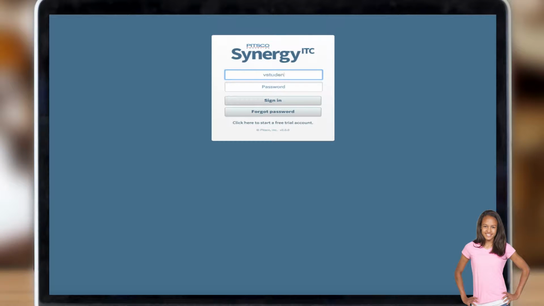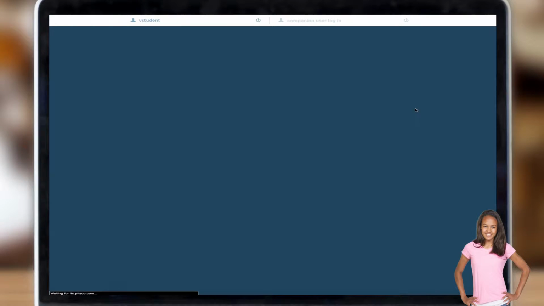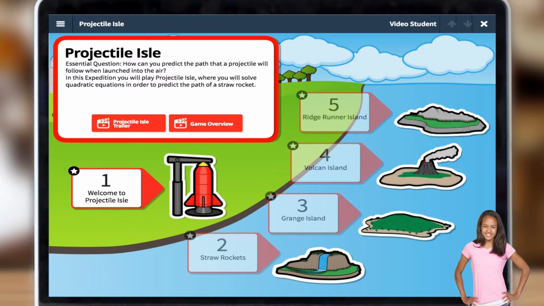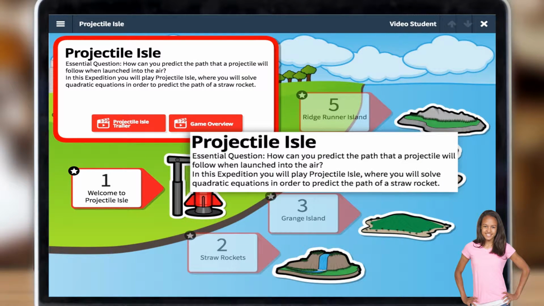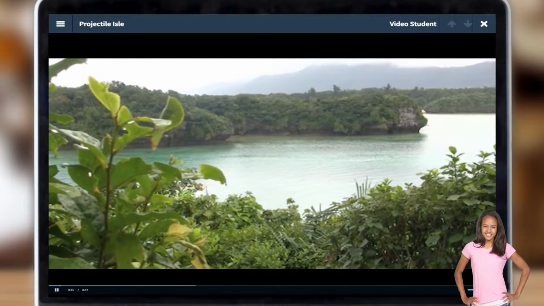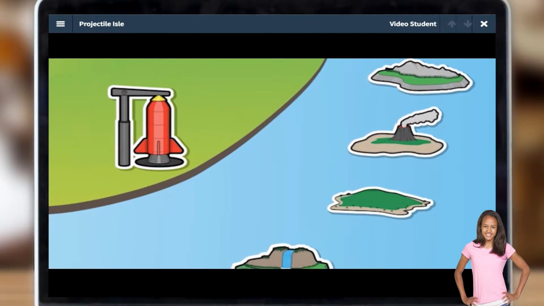Zoe and the rest of her class have received an overview of Pitsco expeditions and are ready to jump in. She has logged into Synergy ITC and opened the Projectile Isle expedition. Zoe immediately sees the Projectile Isle expedition map, navigation to the learning experience. After reading the Projectile Isle description and considering the essential question, Zoe engages in the story media video that will prepare her for learning and connect concepts learned to the real world.